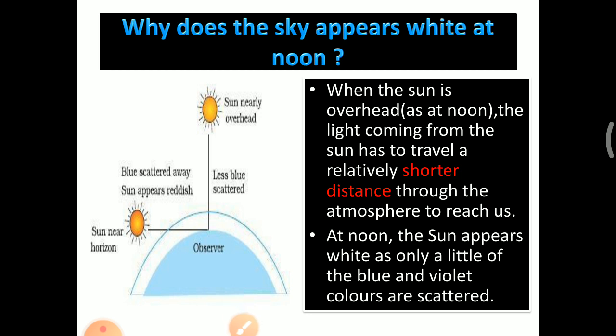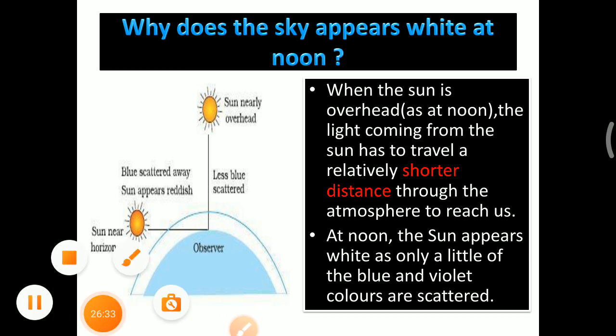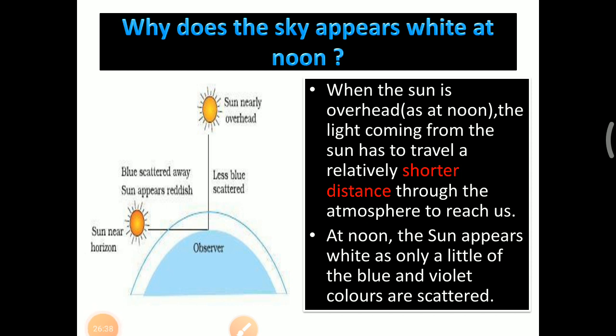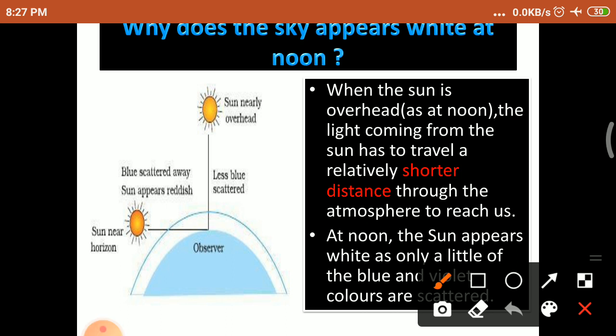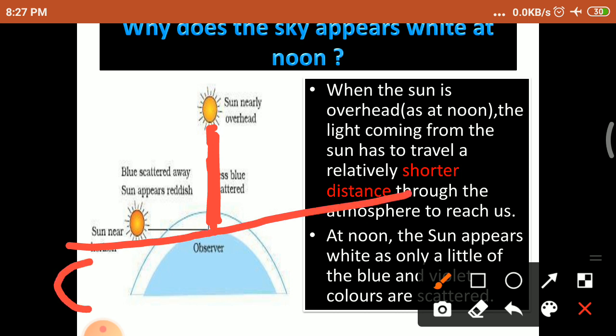Why does the sky appear white at noon? During the noon time, the distance between the observer and the sun is very small compared to sunrise and sunset. Because at sunrise and sunset, the light has to travel a larger distance. At noon time, the light has to travel a smaller distance.